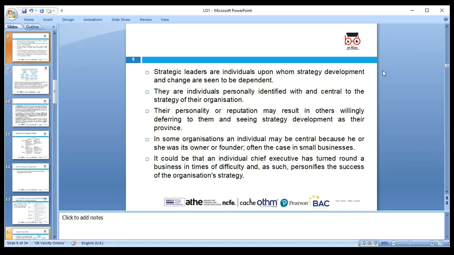Okay, next we're looking at this. Strategic leaders are always individuals involved with strategy development. Some organizations, an individual may be central.